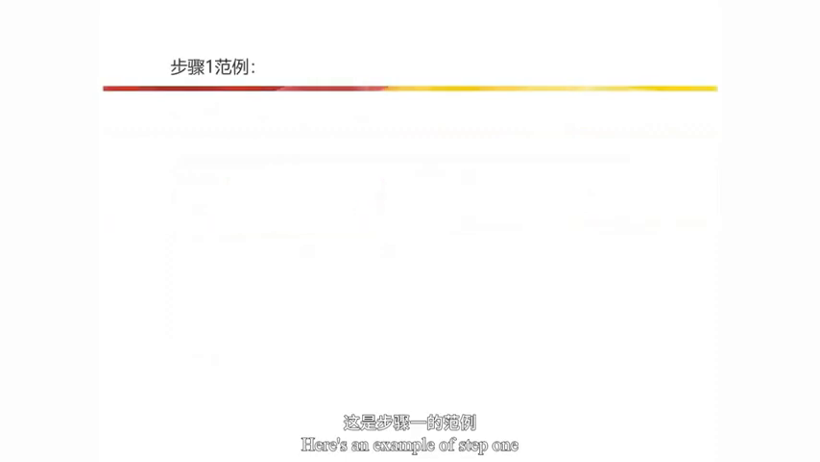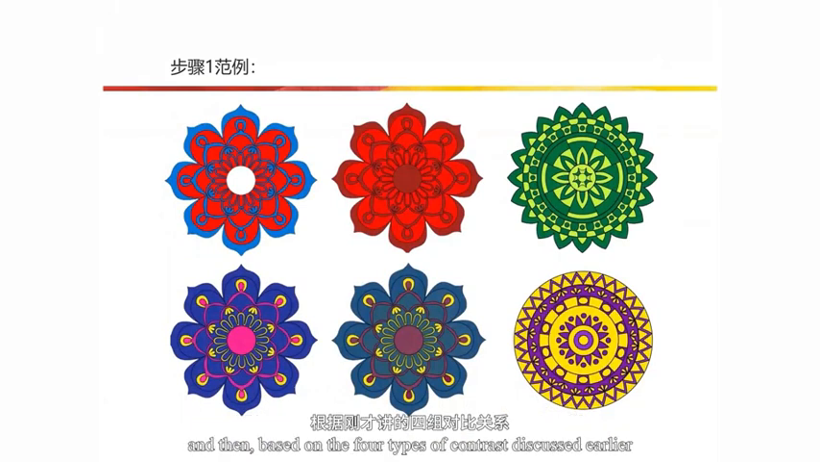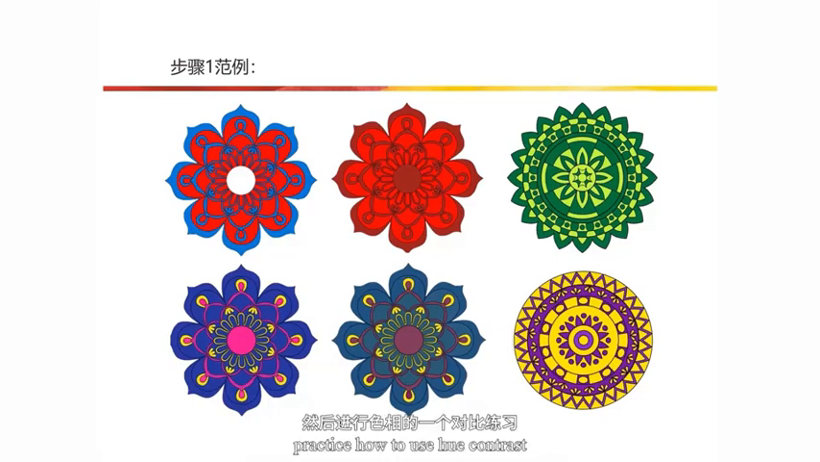Here's an example of Step 1. You can select a suitable pattern in the coloring software. And then, based on the 4 types of contrast discussed earlier, practice how to use hue contrast.